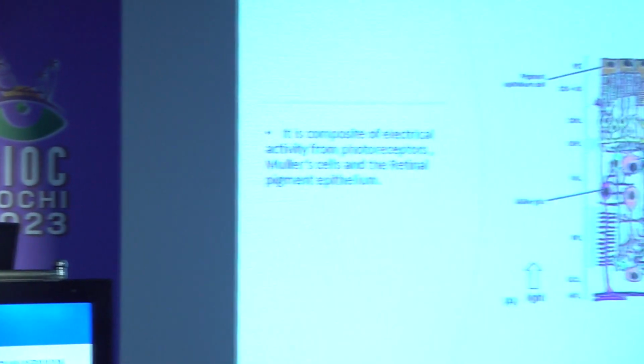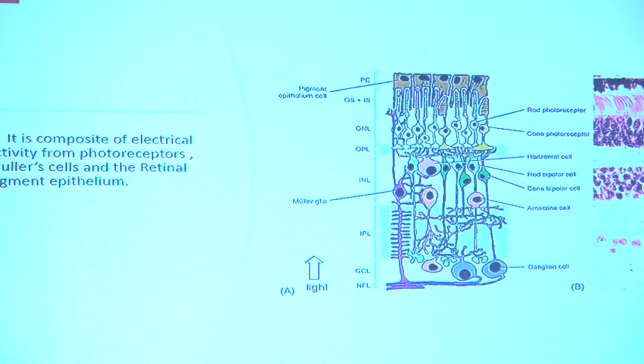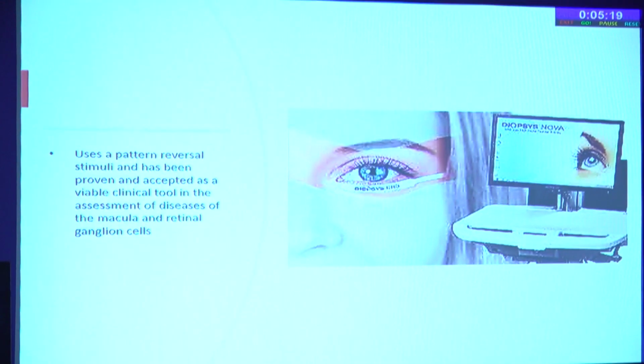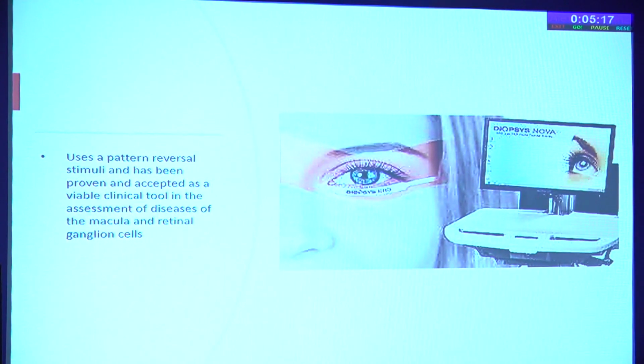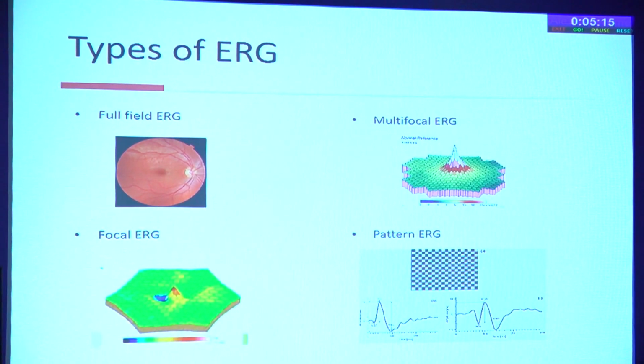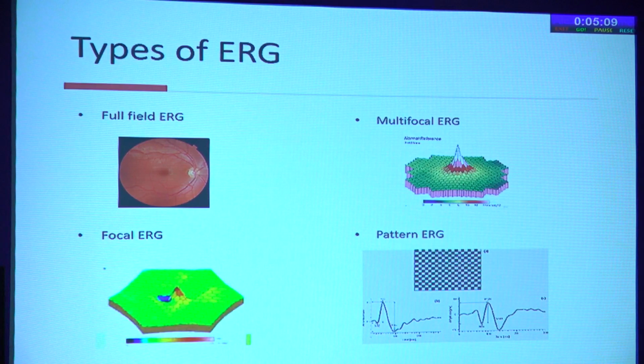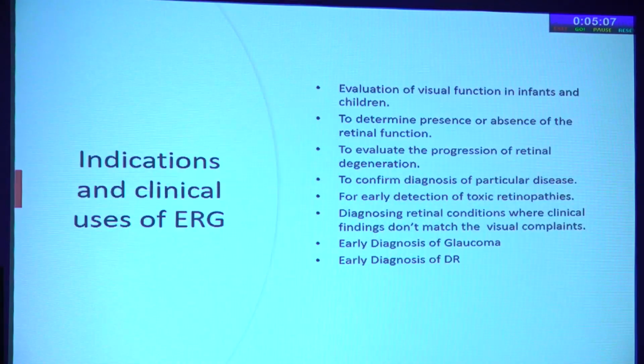It's a composite electrical activity from photoreceptors, Müller cells, and retinal pigment epithelium. It uses pattern reversal stimuli that have been proven and accepted as a viable clinical tool. So you have full field ERG, multifocal ERG, focal ERG, and pattern ERG. Pattern ERGs are the easiest to do and the easiest to interpret.